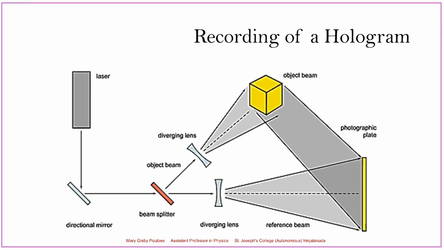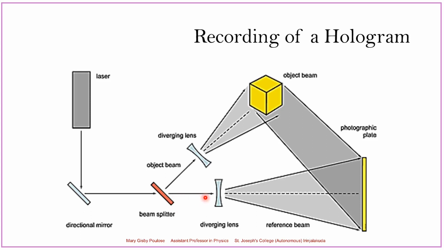Now here again we have a diagram showing the recording of a hologram. Light from a laser source is made to fall on a mirror, and that mirror can direct the laser light to any direction that we need. So it is a directional mirror. Depending upon its angle, we can direct the ray. And here it is directed towards a beam splitter. In the beam splitter, it gets split into two.